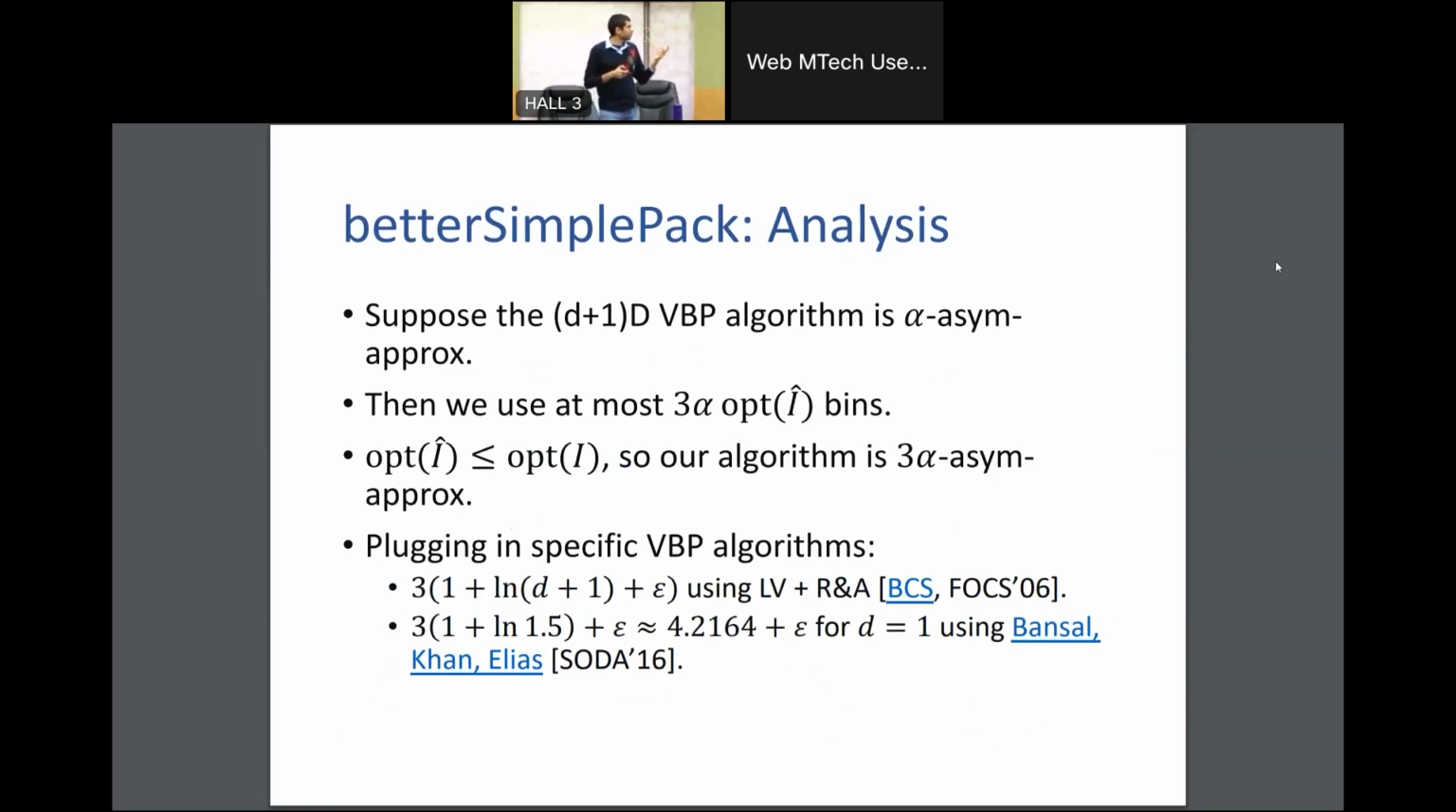So suppose the vector bin packing algorithm that we used is alpha asymptotic approximate, then the total number of bins that we use is at most 3 alpha times opt of I hat, where opt means the minimum number of bins needed to pack an instance. And opt of I hat is at most opt of I, because by reducing the geometric dimensions to the area, we're only making the problem simpler. So this means that our algorithm is 3 alpha asymptotic approximate. And if we plug in specific vector bin packing algorithms, these are the approximation ratios that we get.